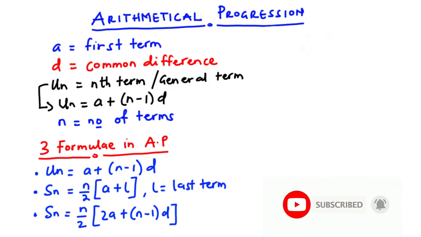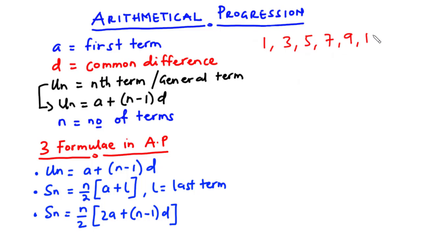This is City Academy, and in today's video we are going to solve likely examinable questions on sequence and series. Now in this video we are going to focus more on questions on arithmetical progression, that is AP. Now consider that you have a sequence, say 1, 3, 5, 7, 9, 11 and so on.